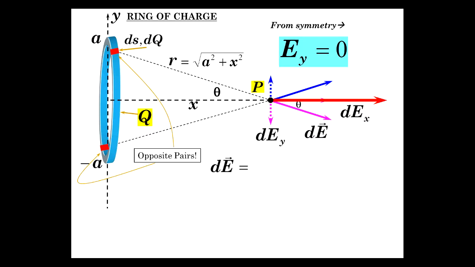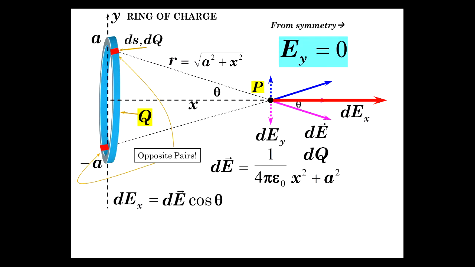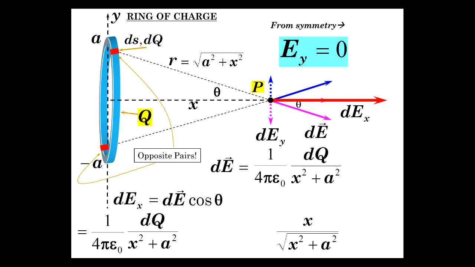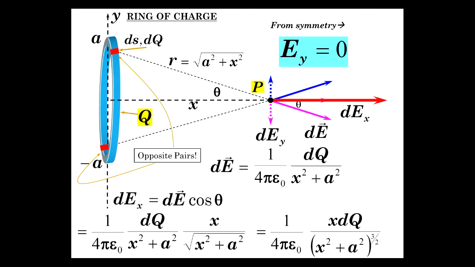So now, what is that differential electric field? Well, it's kq over r squared. So there it is. But we're interested in the x component, so that's dE cosine theta, which is kq over r squared, cosine theta, which is x over the square root of x squared plus a squared. So that's k x dq over (x squared plus a squared) to the 3/2.